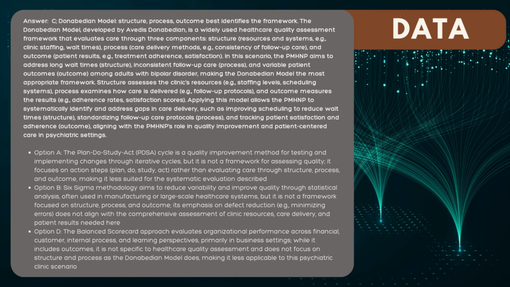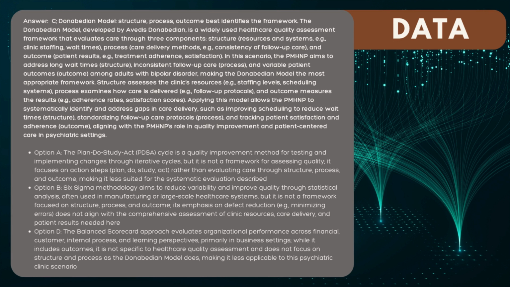So, why is C correct? Let's go ahead and talk about the Donabedian model. This was a foundational framework in assessing healthcare quality through three interrelated components, and that's going to be structure, process, and outcome. So, in the context of this case, this model enables PMHNPs to systematically evaluate a clinic structure. For example, we're going to address long wait times through resource allocation, processes where we look at standardizing follow up care protocols, and outcomes where we are going to improve patient satisfaction and adherence. And so, this framework is widely adopted in healthcare settings for its comprehensive approach to quality assessment and improvement.